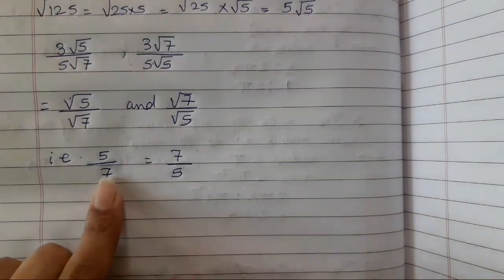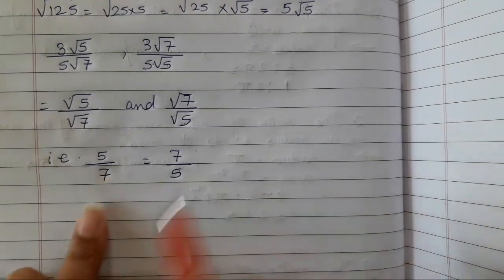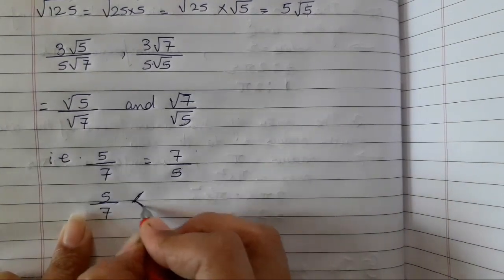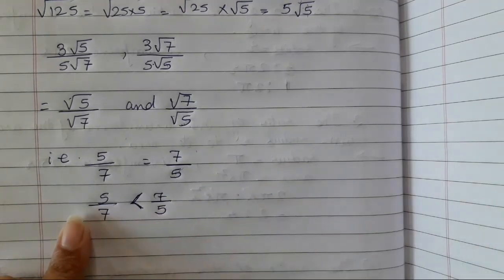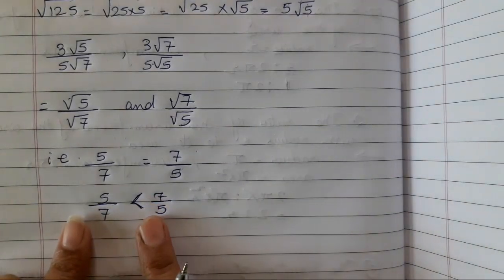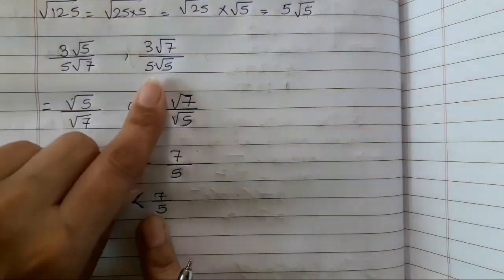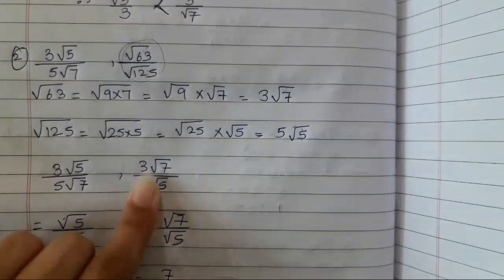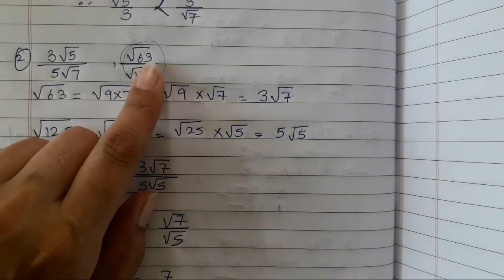Now which one is greater? This one is greater, isn't it? For that you all have to write 5 upon 7 is smaller than 7 upon 5. Now this side is greater. So which is the side that is going to be greater? This side. If this side is greater, which side is going to be greater from the main question? This side is going to be greater.